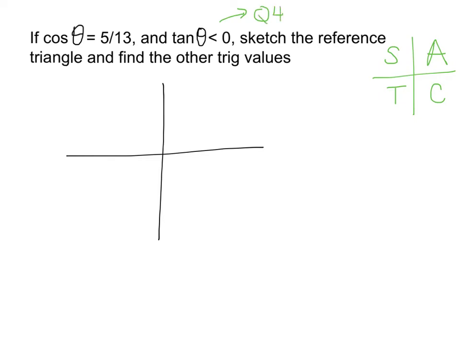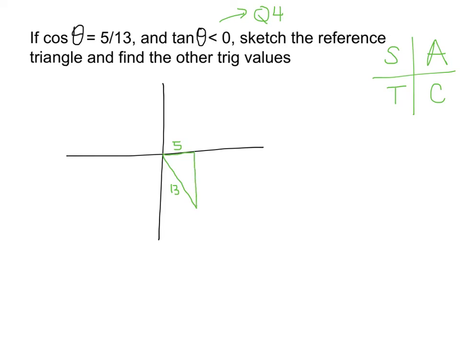If tangent had been positive as well, then I would have had to be in the all-positive quadrant, or the first quadrant. But since tangent was negative, I must be living in the fourth quadrant. So what I'm going to do is draw my angle, which has a cosine of 5 over 13, which means my adjacent side is going to be 5, and my hypotenuse is going to be 13. And here's my reference triangle.